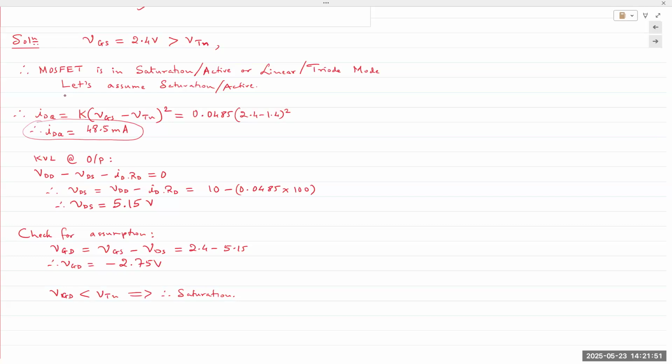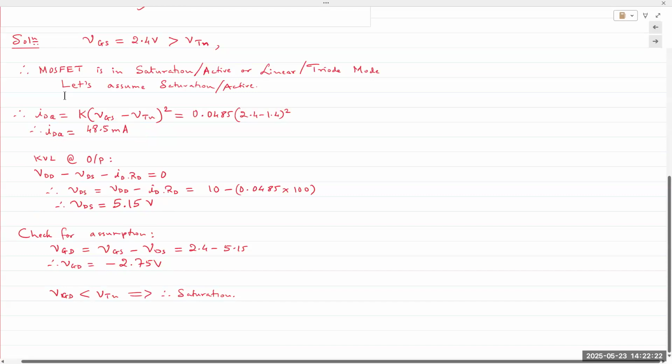To obtain the other value, apply KVL at the output. On the output side, we have three voltages: the supply voltage VDD, the drain-source voltage VDS, and the ID times RD voltage drop. We plug in the values. Again, VDD is 10, and ID we just obtained. So we obtain VDS as 5.15. So we obtain the ID and VDS values.